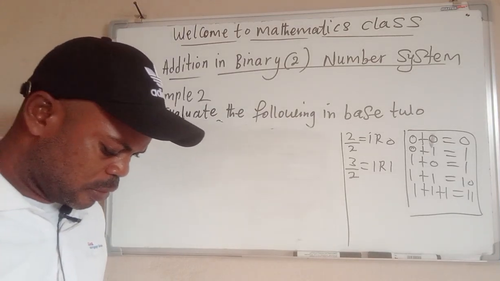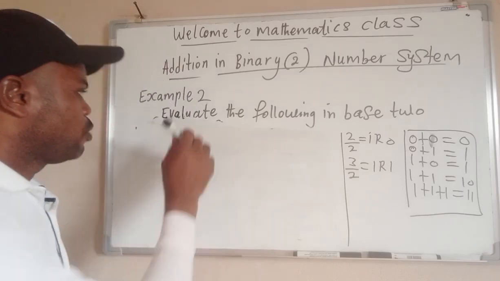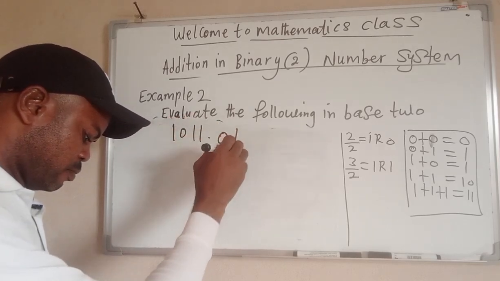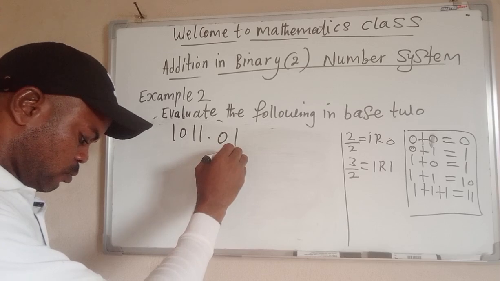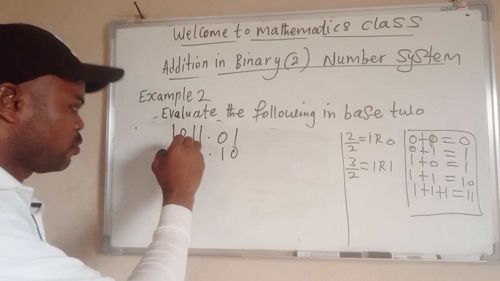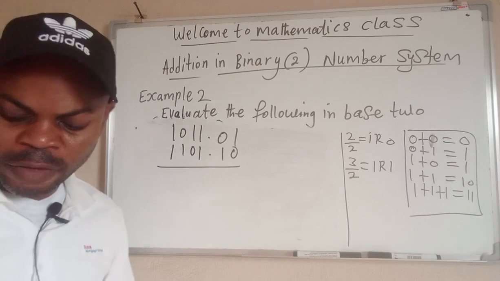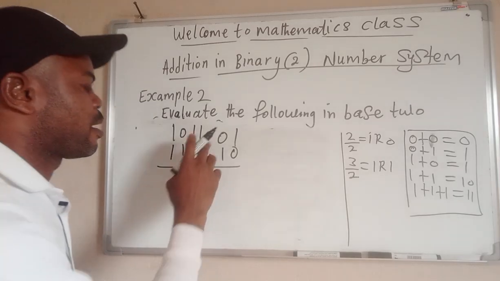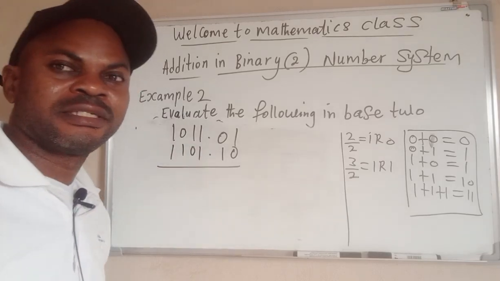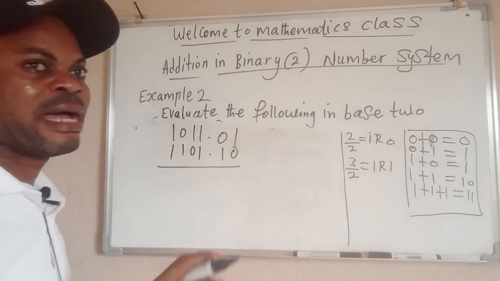So now the question says that you should evaluate 1011.01, then 0 point again, you have 1, 0, 1, 1. The difference between these and what we had done before is the difference of having a decimal point or a decimal marker. The right name for a dot is a decimal marker in mathematics, which is actually different from the decimal in number system.